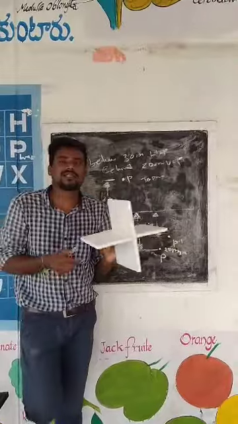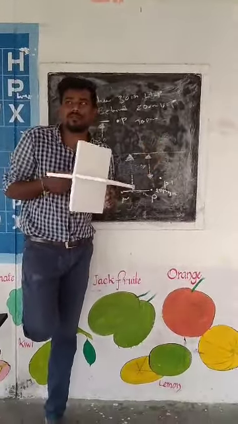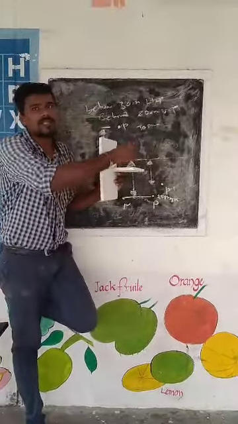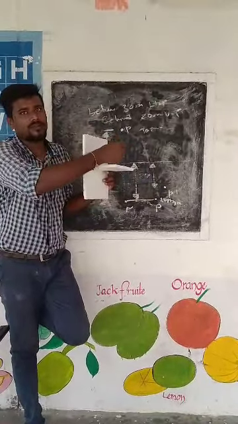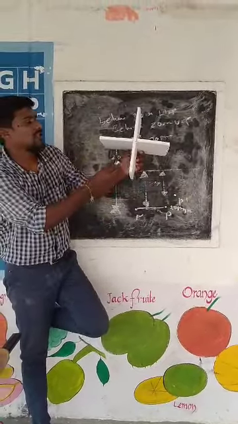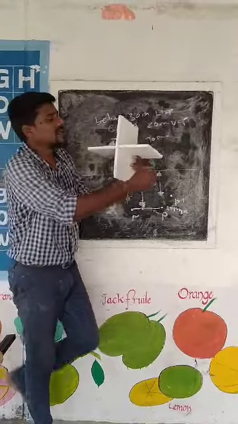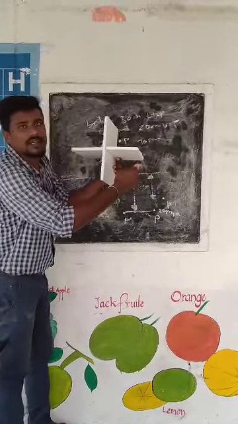These four conditions are the projections of a point. We have only these four conditions: above the horizontal plane and in front of the vertical plane; above the horizontal plane and behind the vertical plane; below the horizontal plane and behind the vertical plane; below the horizontal plane and in front of the vertical plane.